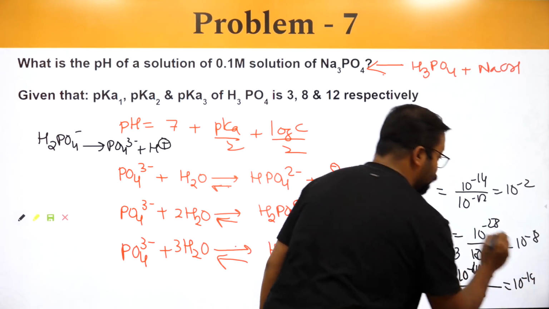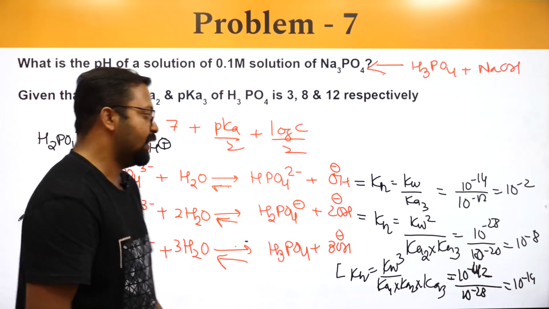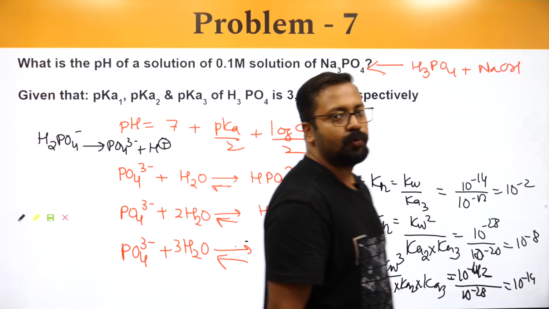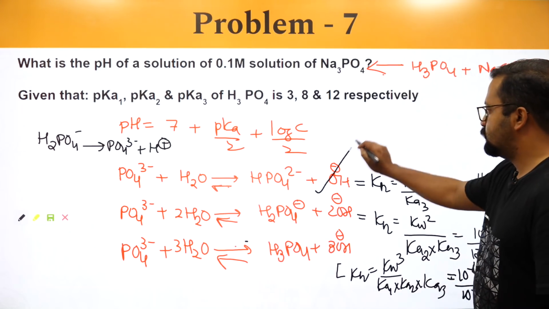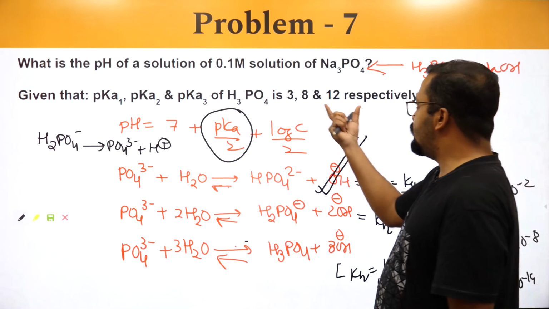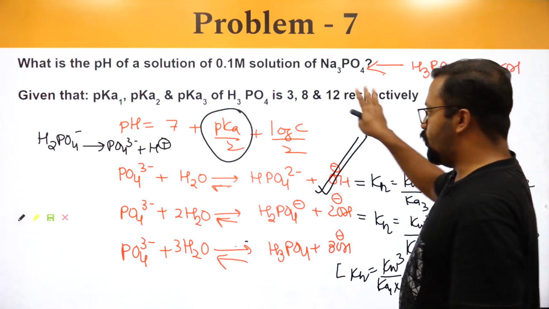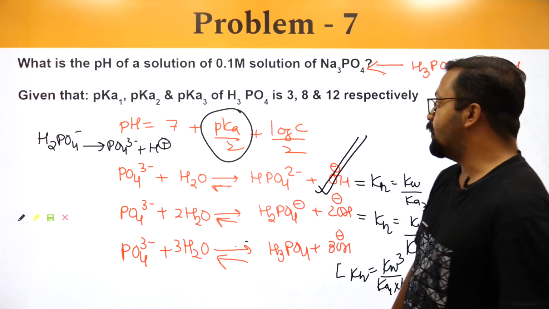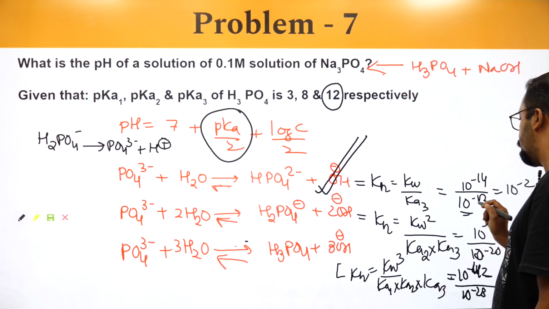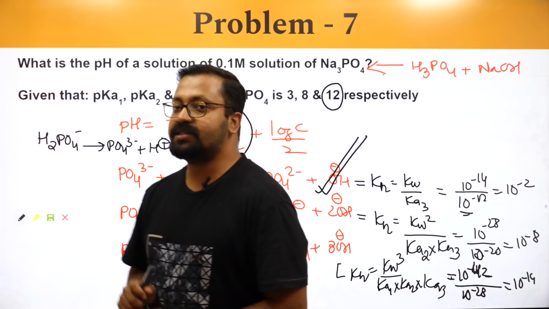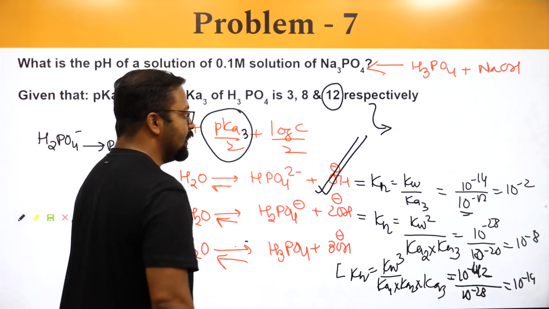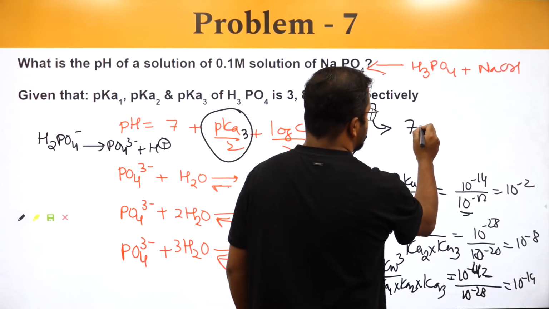that is 10 raised to minus 19. So tell me one thing, which equilibrium is most favored? Where one OH minus is released, or where 3 OH minus are released? Which equilibrium is most favored? This one. So which K value should you be using? You will not use the sum of these three. You will not use the last two because they look larger. You will use the last one, KA3, because by utilizing KA3 we are getting the largest value of KH. So in this scenario, this will be KA3, and so the pH will become 7.